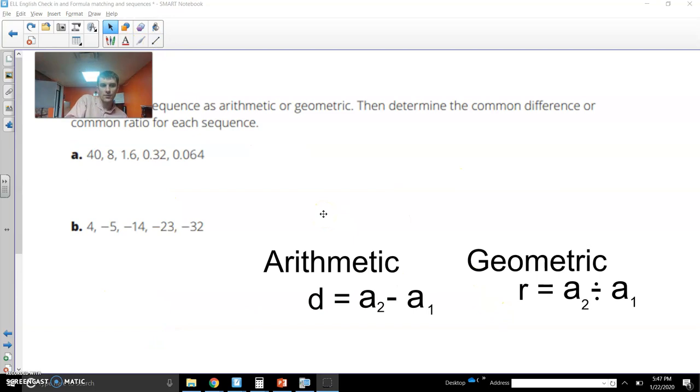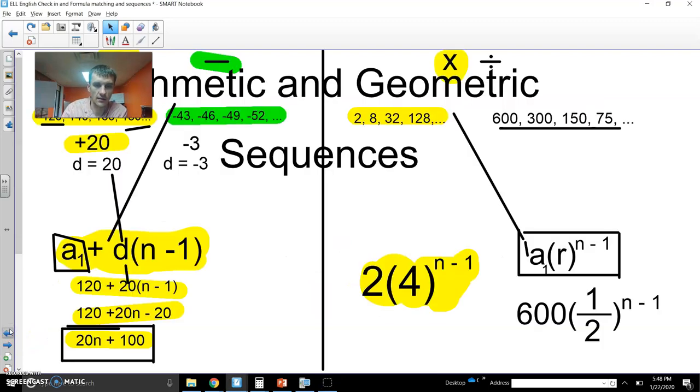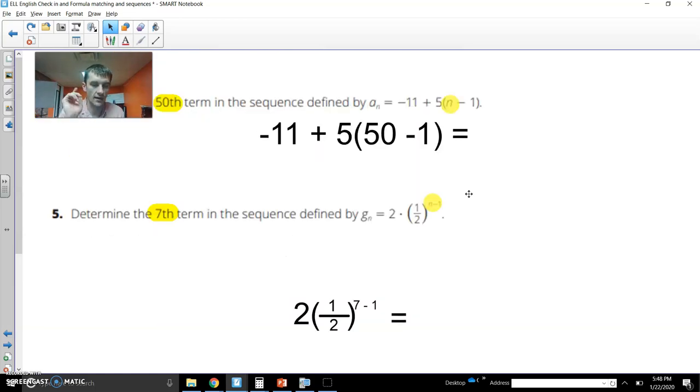All right, the next one, number 3, it says identify each sequence as arithmetic or geometric. So then determine the common difference or common ratio for each sequence. So look at each one and determine which formula you should use, and if you can, see if you can write the formula that would match that, because that is the ultimate goal, is using these ideas of writing a general formula using substitution of the first number and either the common difference or the ratio, depending on which one you're doing. So if you can do that, that is awesome.